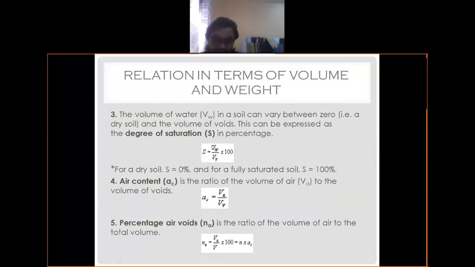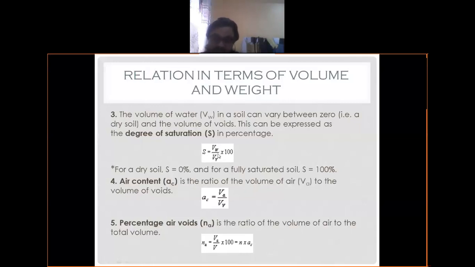Okay, now see, when this degree of saturation becomes 0, कब 0 होगा? जब ये VW becomes 0. If we put VW as 0, whatever the value of this VB, but forget about this, ignore this. If you put VW as 0, then automatically S becomes 0, isn't it?